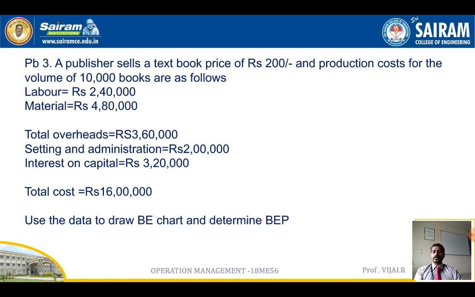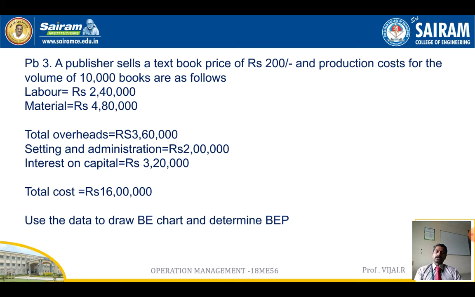Labor cost is 2 lakhs 40,000, material cost is 4 lakhs 80,000, total overheads 3 lakhs 60,000, setting and administration charge 2 lakhs, interest on capital 3 lakhs 20,000, and the total cost spent is 16 lakhs. Now, by using a chart, draw the break even chart and determine the BEP.